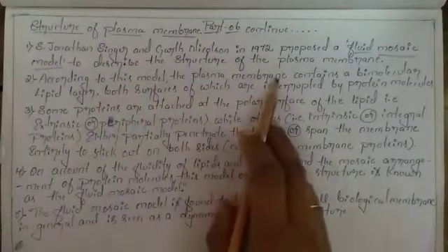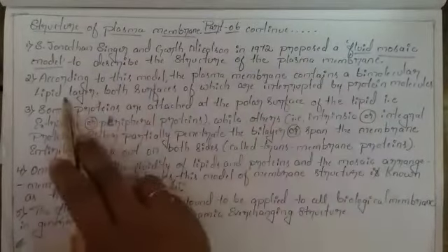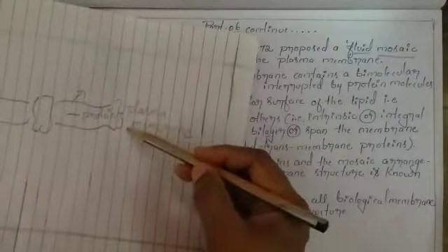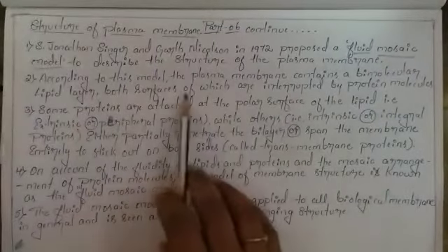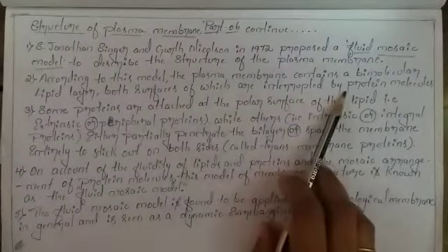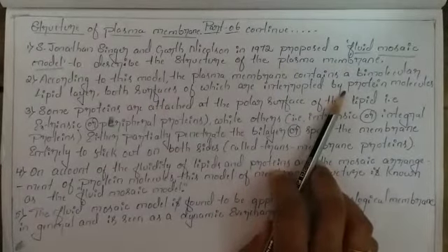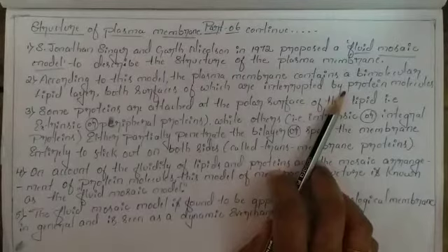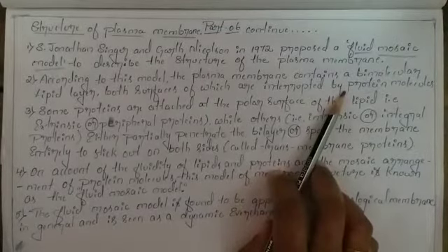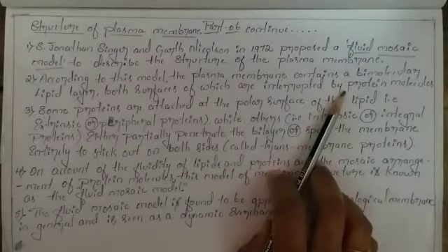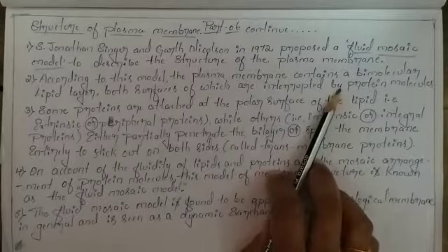According to this model, the plasma membrane contains a bimolecular lipid layer. This is the lipid layer, students, both the surfaces of which are interrupted by the protein molecules. In between these two layers there will be a stuff, and the stuff is nothing but the proteins. Hence it is called a fluid mosaic model.